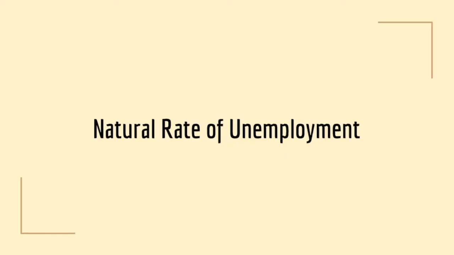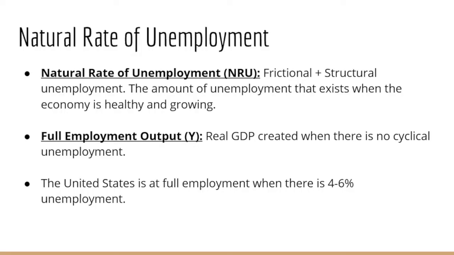And so with unemployment, there's something called the natural rate of unemployment. Because we discussed our three different types, structural, frictional, and also cyclical, that there's always going to be certain types of unemployment within our nation. There's always going to be frictional unemployment. And so what the natural rate of unemployment tells us is just what the acceptable amount of unemployment is when the economy is healthy and growing.